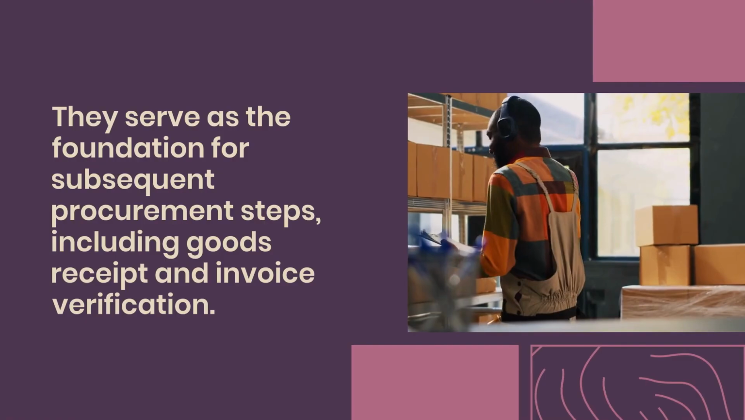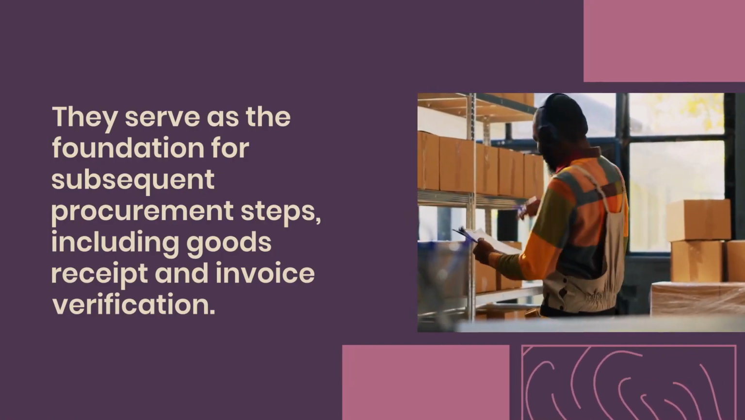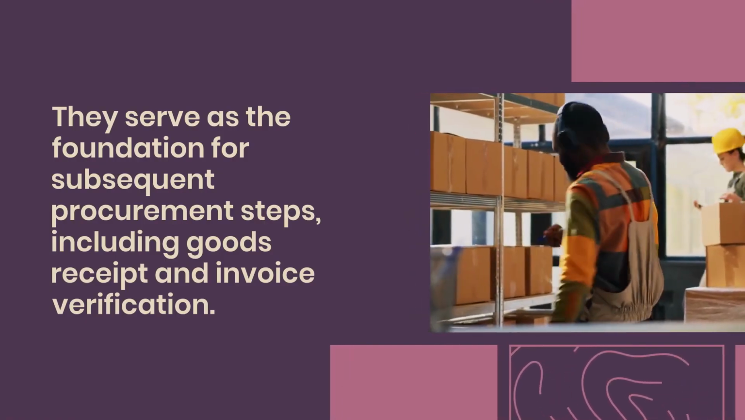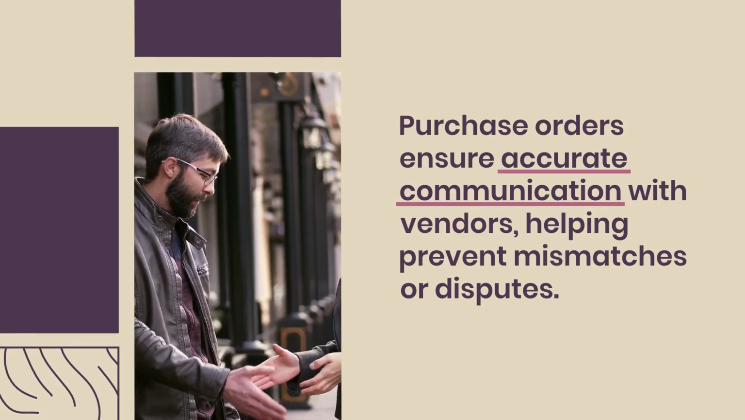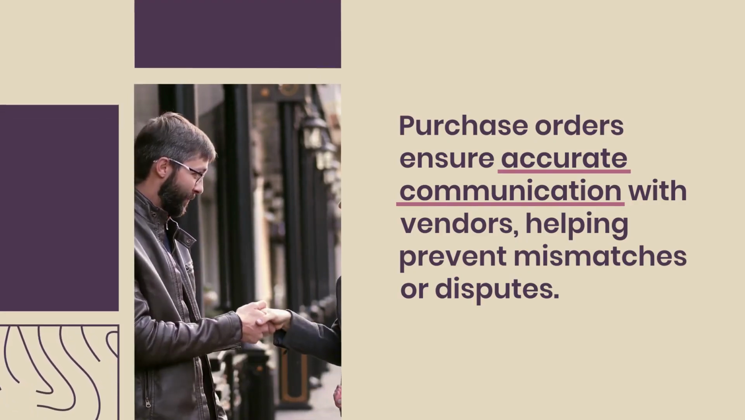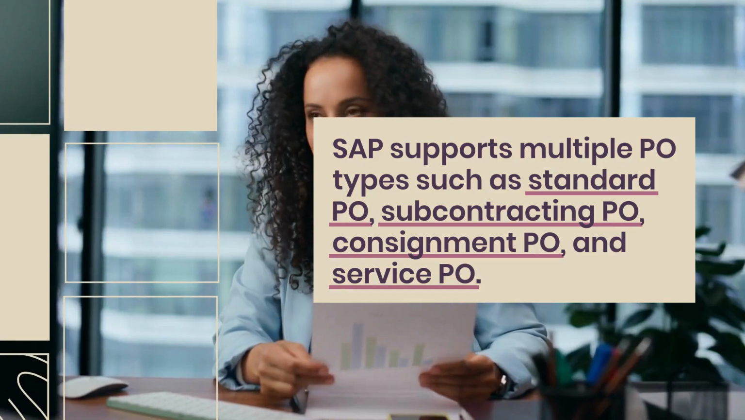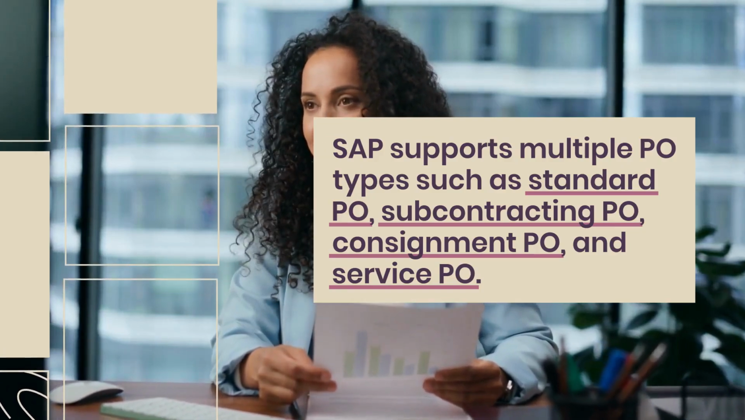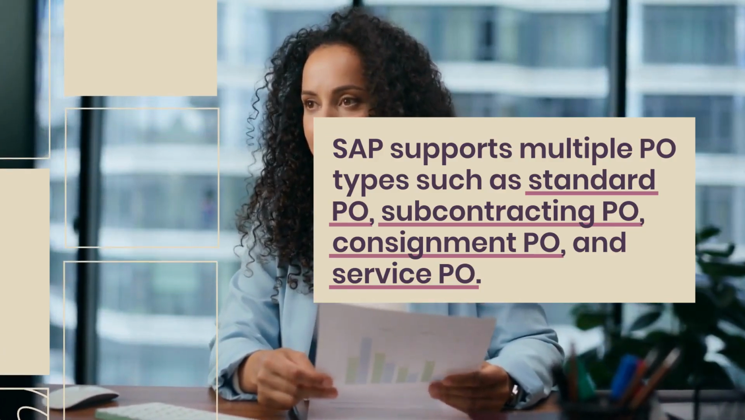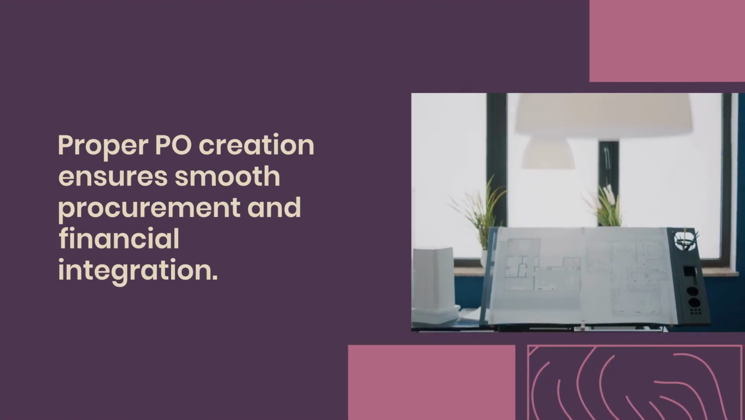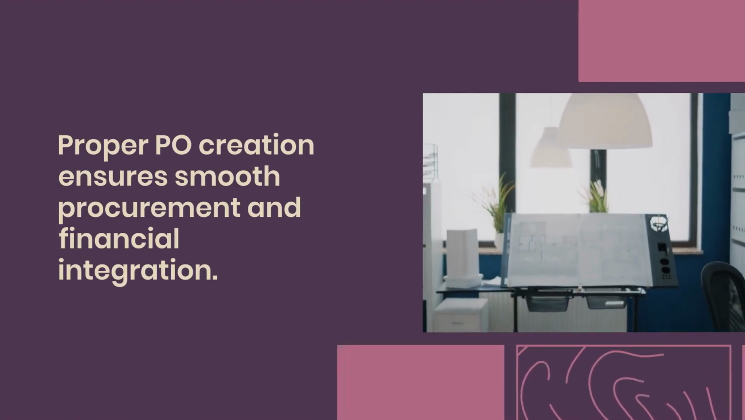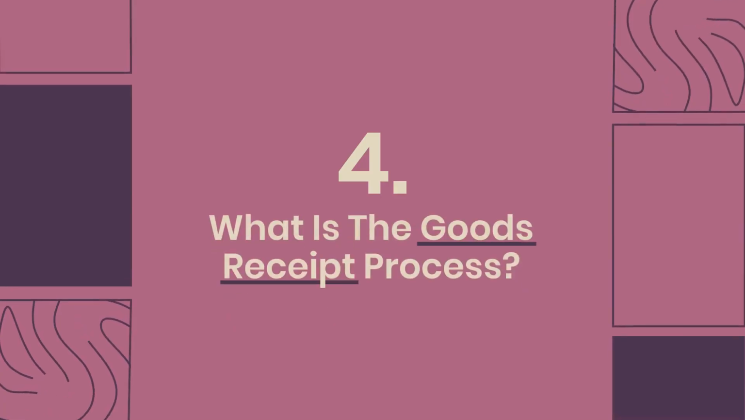They serve as the foundation for subsequent procurement steps, including goods receipt and invoice verification. Purchase orders ensure accurate communication with vendors, helping prevent mismatches or disputes. SAP supports multiple PO types such as standard PO, subcontracting PO, consignment PO, and service PO. Proper PO creation ensures smooth procurement and financial integration. 4. What is the goods receipt process?